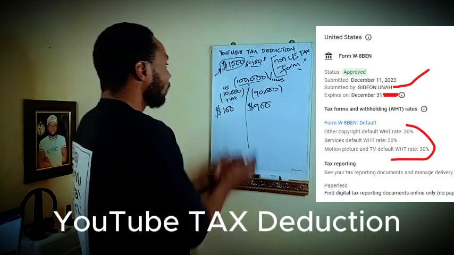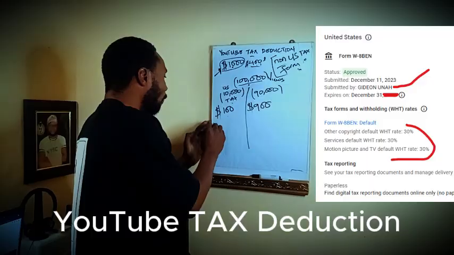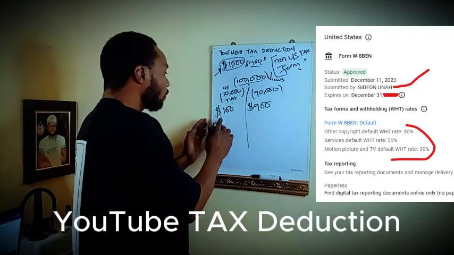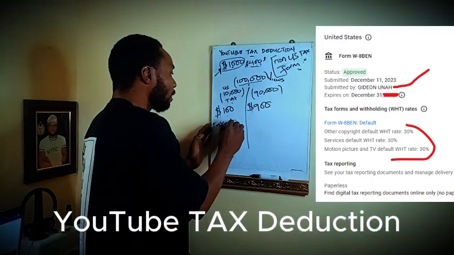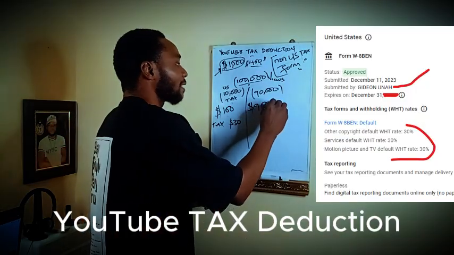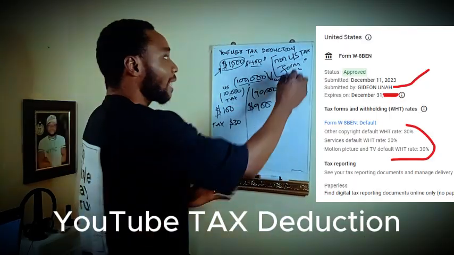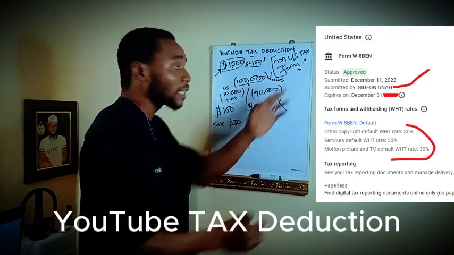So check it out. If 30% is taxed from this money, the tax from this view will just be around $30. Can you see that? $30, and this will not be taxed. These views will not be taxed, that is if you fill your tax form correctly.